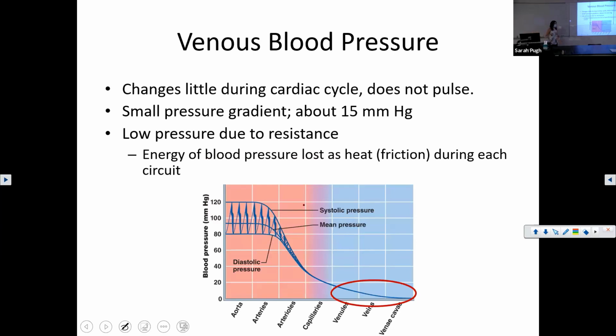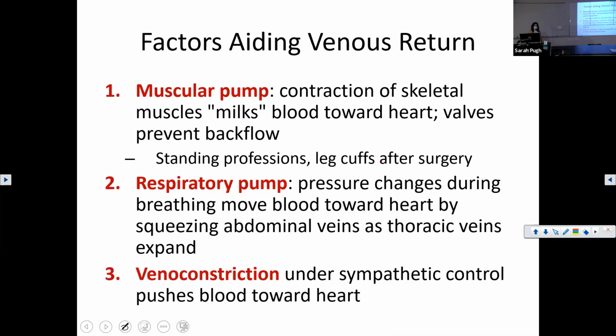And then again, on the way back to the heart, blood's going to travel through veins, and veins have a much lower pressure. So the pressure gradient is from about 17 to 0. So it's a much lower pressure. And it's a low pressure because there's a lot of resistance. Remember, your blood is now flowing basically against gravity. A lot of that pressure, blood pressure, gets lost as friction, as heat, as it's moving back towards the heart. Now, because the pressure in your veins is so low, it's anywhere from like 17 to 0, it's a really low pressure getting that blood back to the heart.